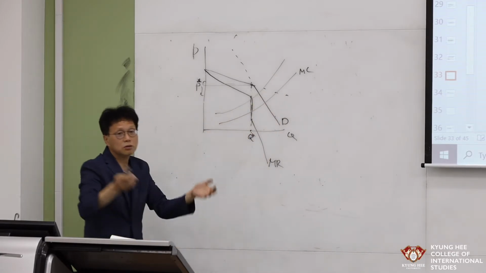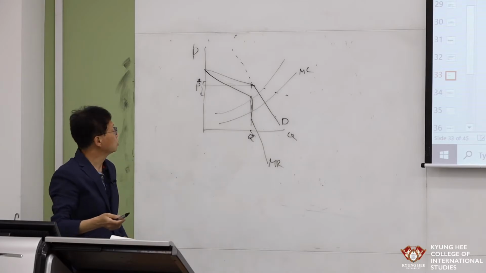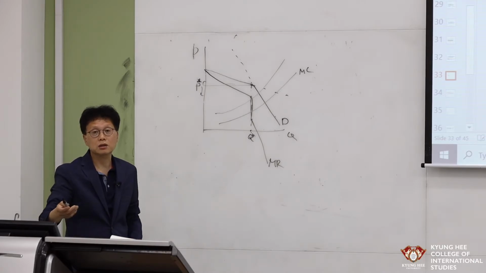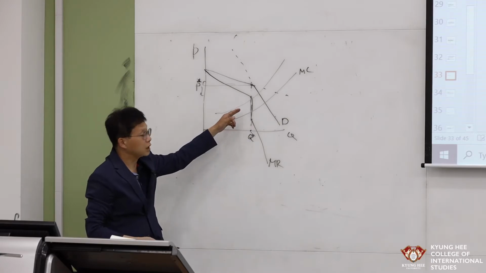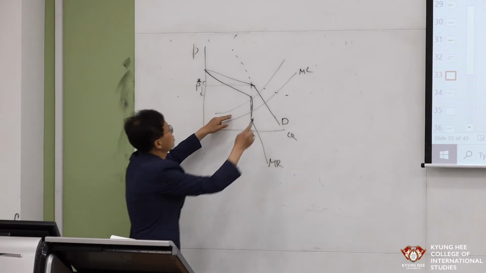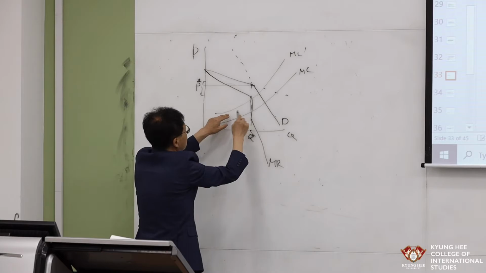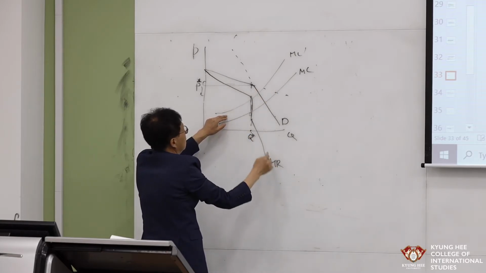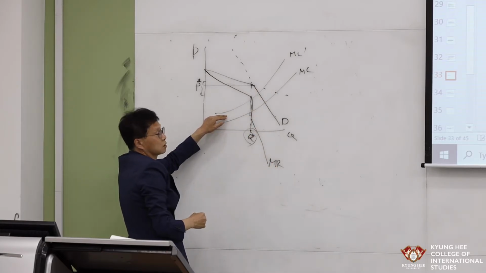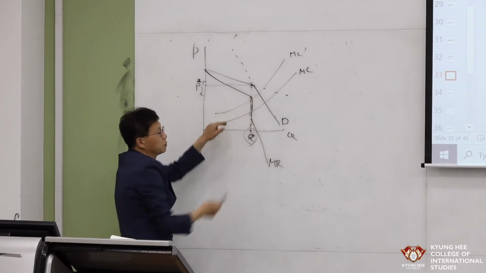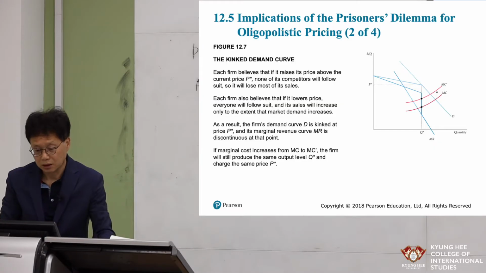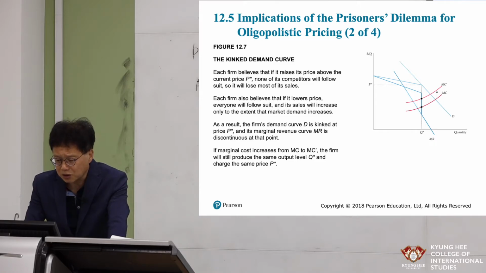Then what happens? Marginal cost increases, so should the price change and production change? But that kind of thing doesn't happen. Marginal cost increases to like this. Marginal cost is still equal to marginal revenue when you produce the same Q star and charge the same P star, the current prevailing price. If marginal cost increases from MC to MC dash, the firm will still produce the same output level Q star and charge the same price P star.